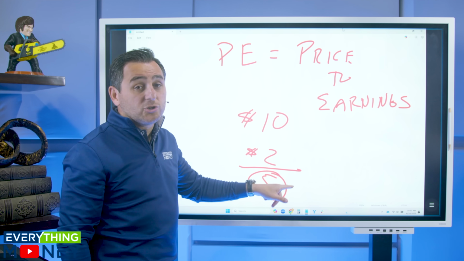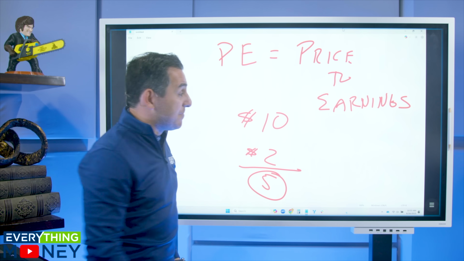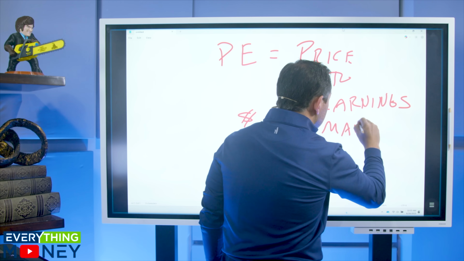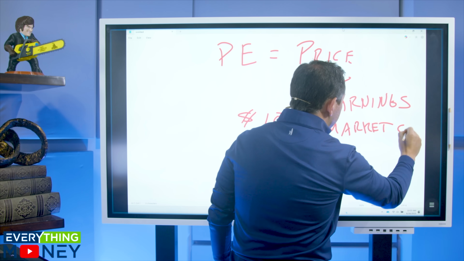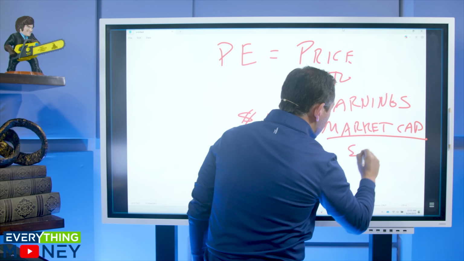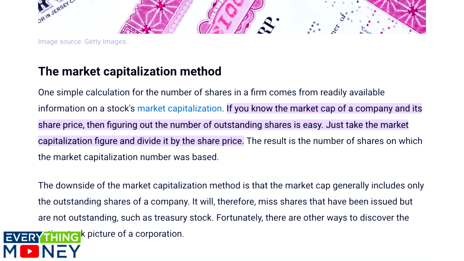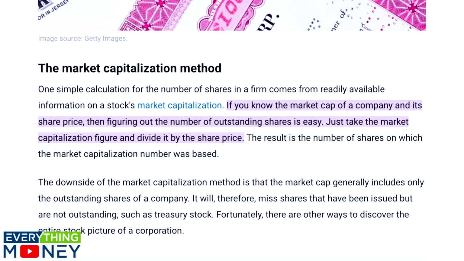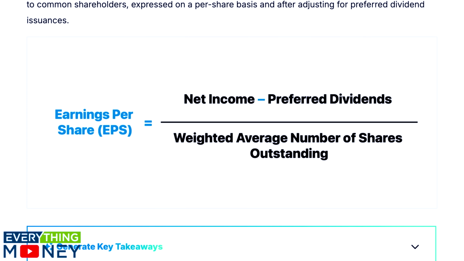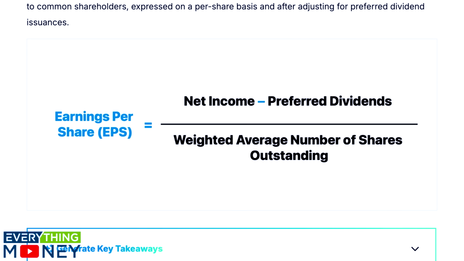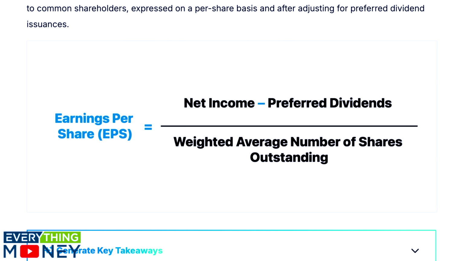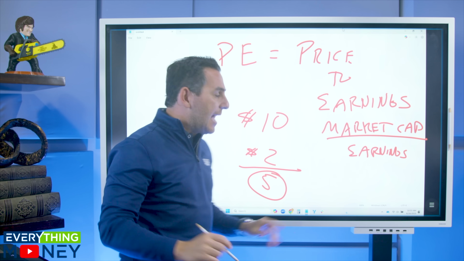Now, that's for per share. You can also use it as the price being the market cap divided by the total earnings of the company. Both are going to work themselves out the right way, because the market cap divided by the price per share is the number of shares outstanding, and the earnings divided by the number of shares outstanding is the earnings per share. Very simple, right? Absolutely.